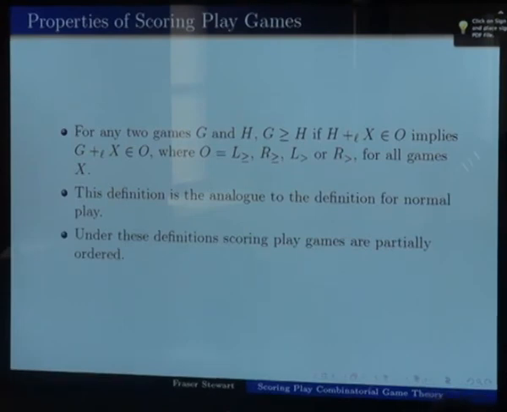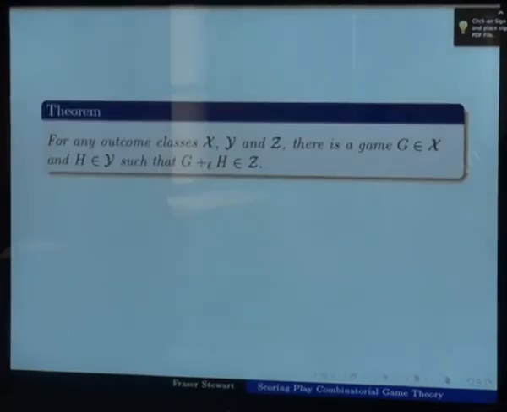The first thing is that scoring games are actually partially ordered using this definition. I'm not going to go into that, but the first theorem that we had is that for any three outcome classes x, y, and z, there are games G in x and H in y, such that the disjunctive sum of G and H is in z. This means that scoring games are actually pretty nasty. The reason why is that, in particular, if G was an L position and H is an L position, then we could have the disjunctive sum of G and H be an R position, which is really nasty.